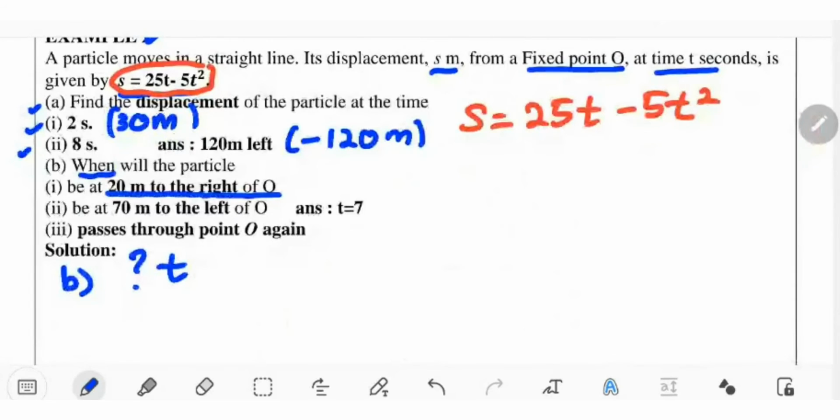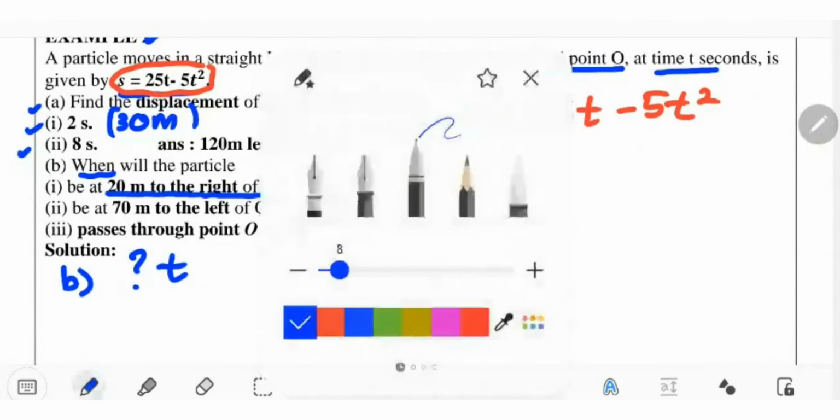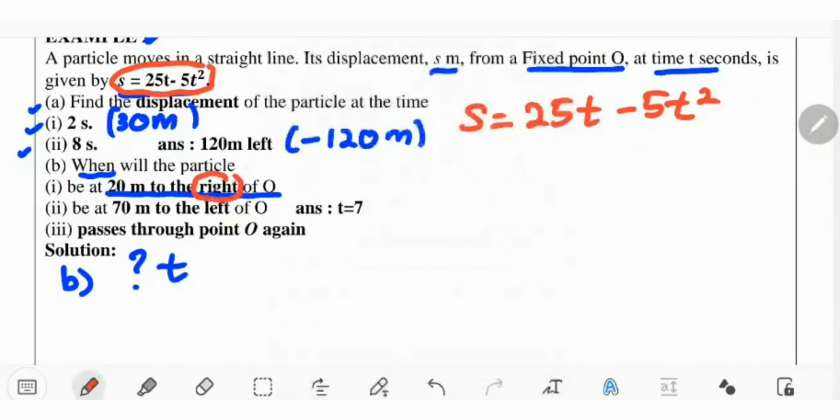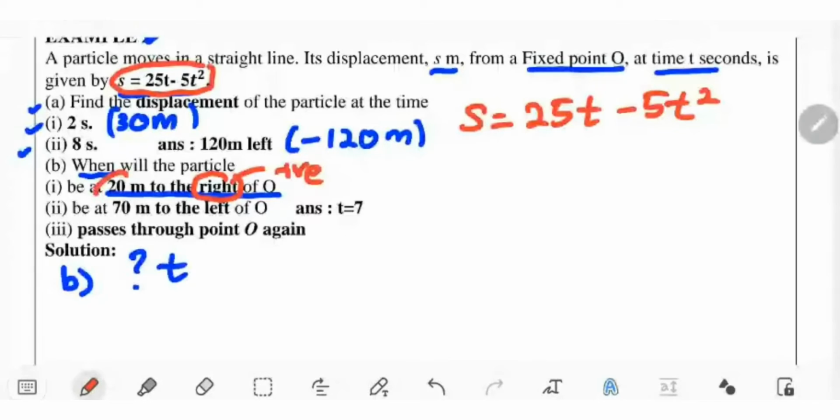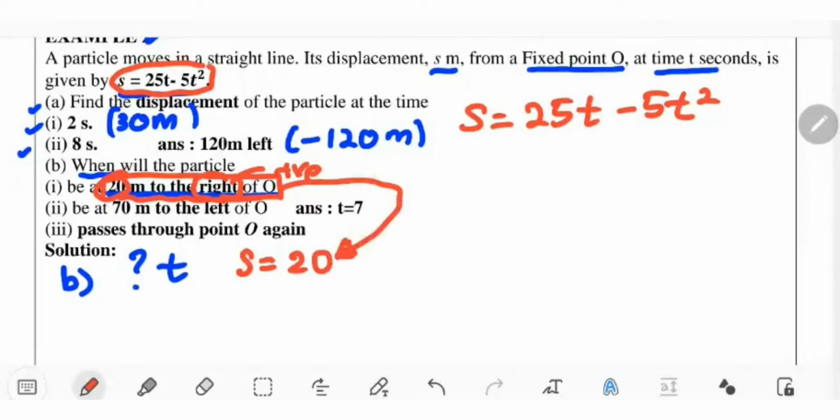Dia nak cari T. Dia bagi keyword the particle 20 meter to the right of O. Right 20 positive. What is the value of S right now? 20 meter. So you can represent it as S equal 20. Okay, 20 meter to the right is the keyword here, where this keyword is actually S equal 20.